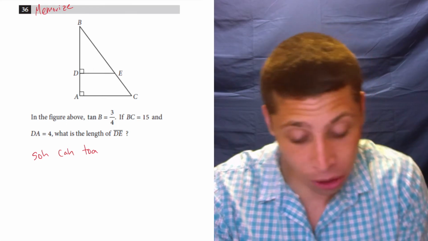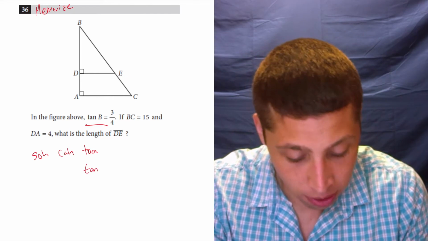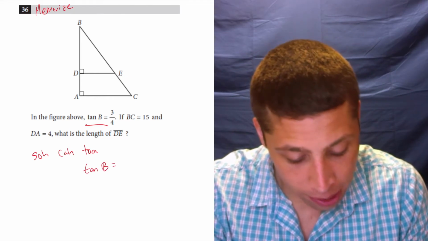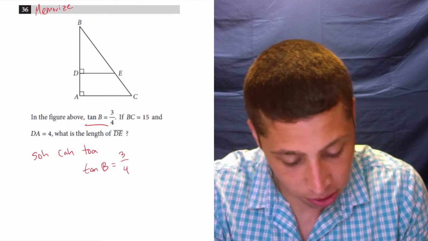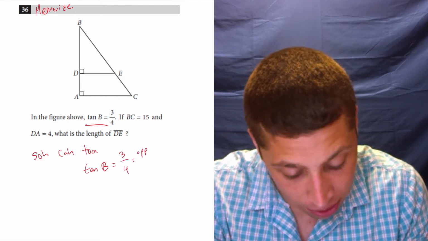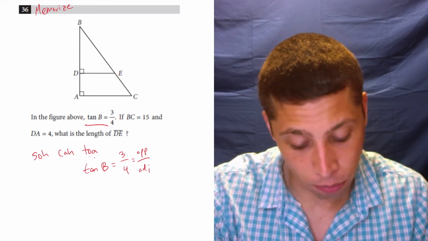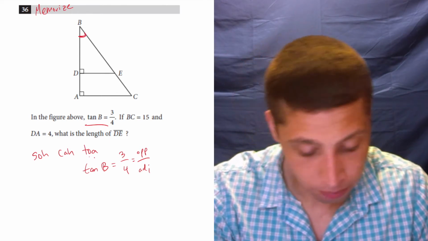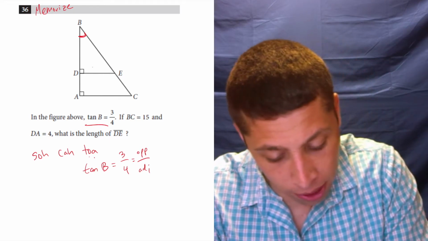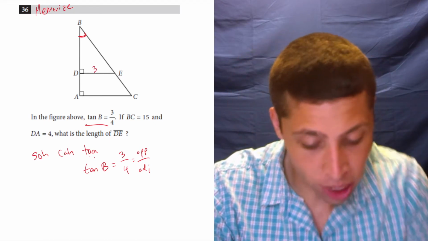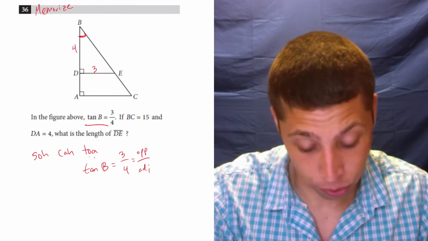So the tangent part is what we're going to first care about, because that's what they tell us. So tangent of angle B is equal to the opposite over the adjacent. So 3 over 4 is the opposite over the adjacent. That's what the O and the A stand for. So let's go to B. So that's here. And then that would mean the opposite of B is the 3, so that's here. And then the adjacent side is BD, that's here. And that's because BE is the hypotenuse.